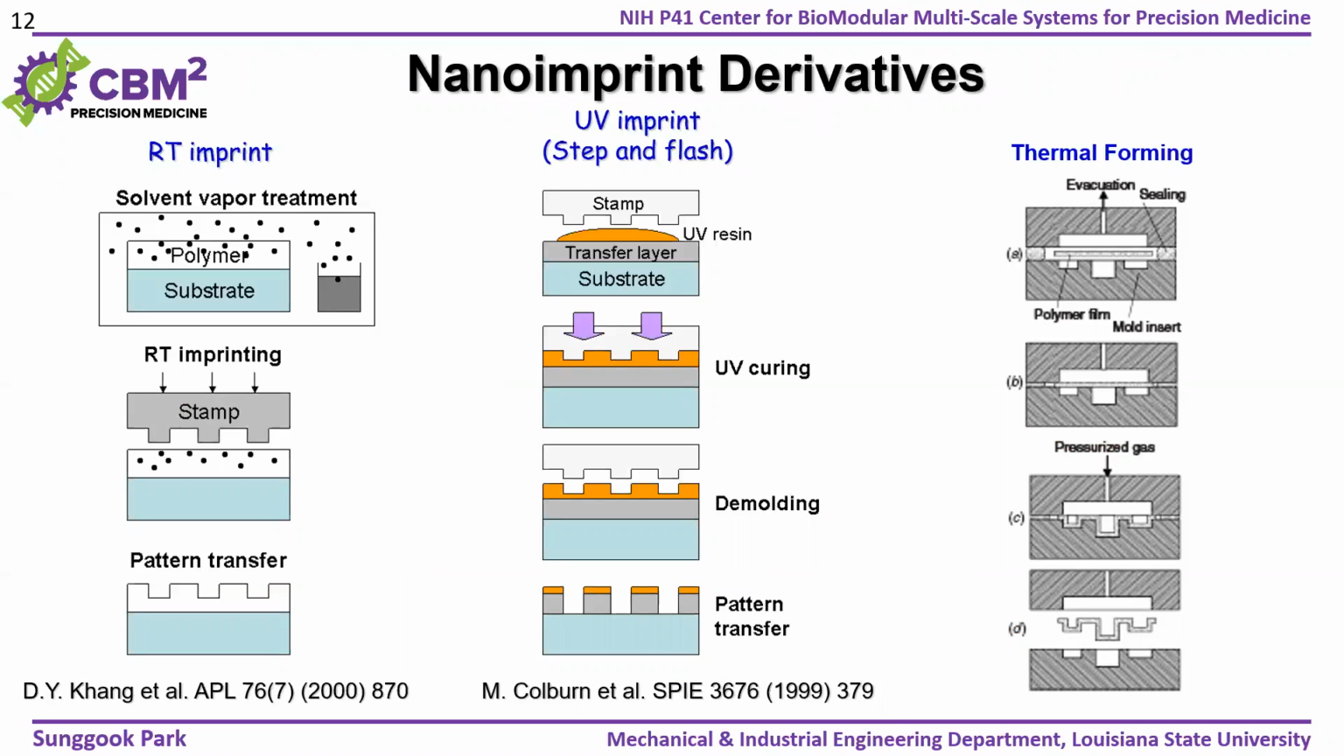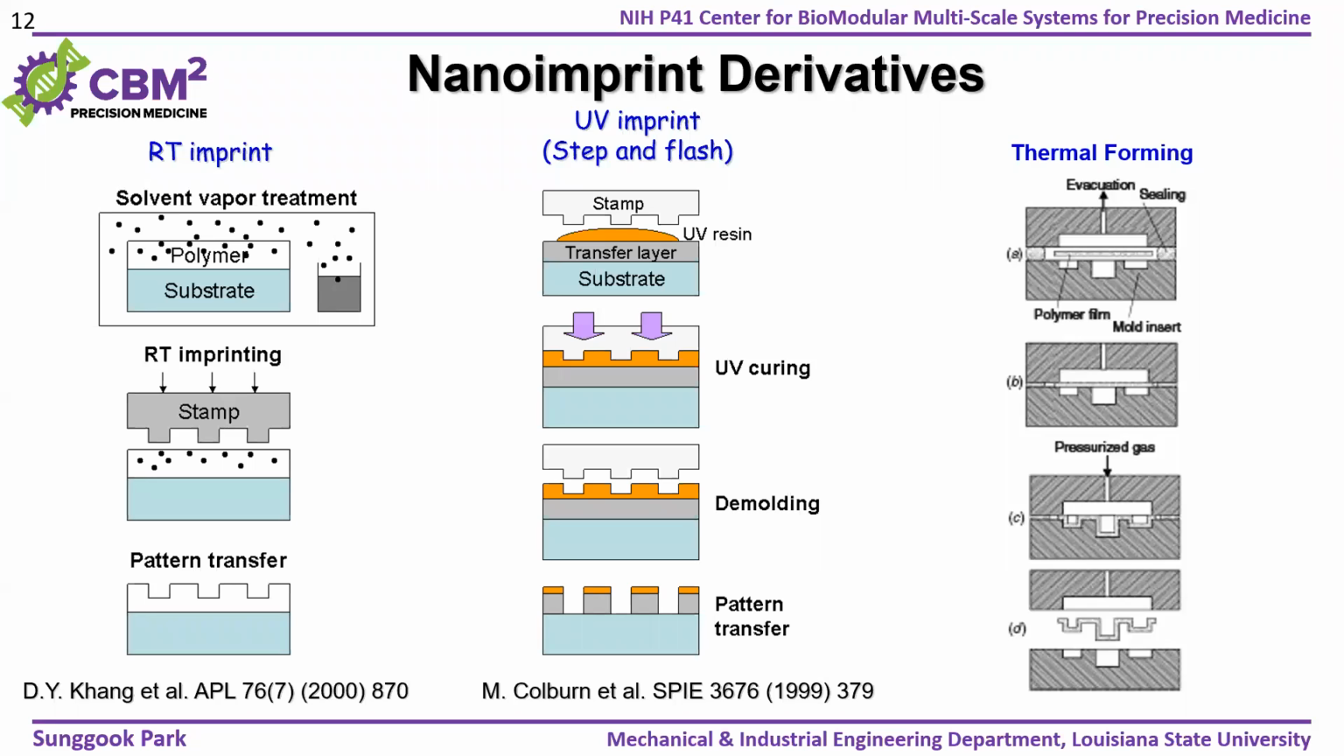There are some nano imprint derivatives. Normally for nano imprint lithography, you need to increase the temperature, but they also developed so-called room temperature imprinting. What they did was they just exposed the substrate to solvent vapor. What does this do? You partially melt the top surface of your substrate. So you don't need to increase the temperature, while the polymers at the top surface are still mobile, and then you imprint.